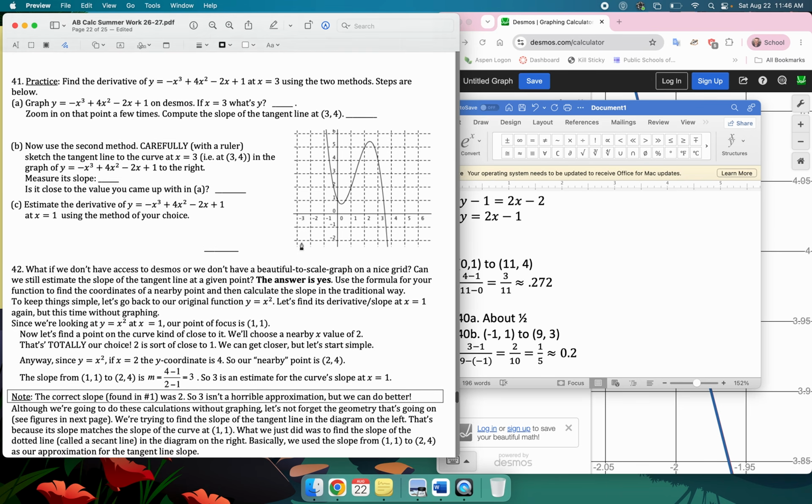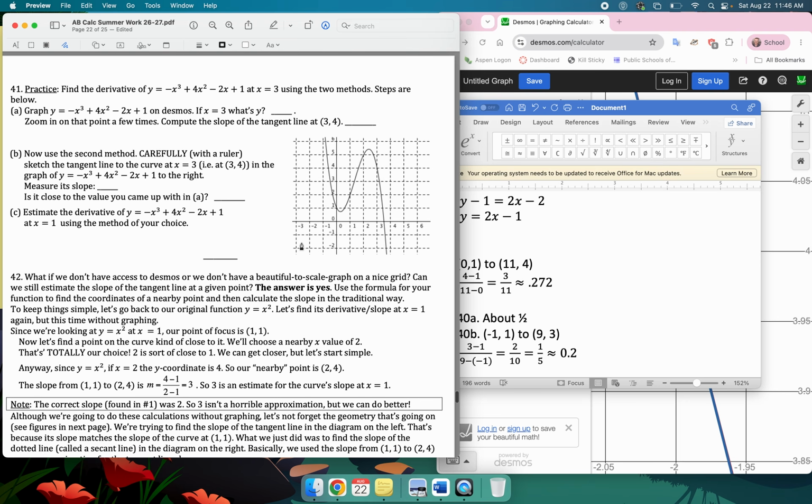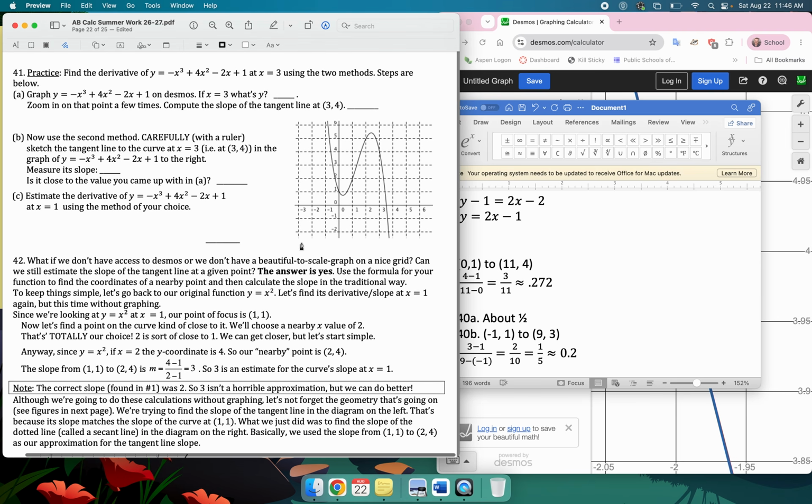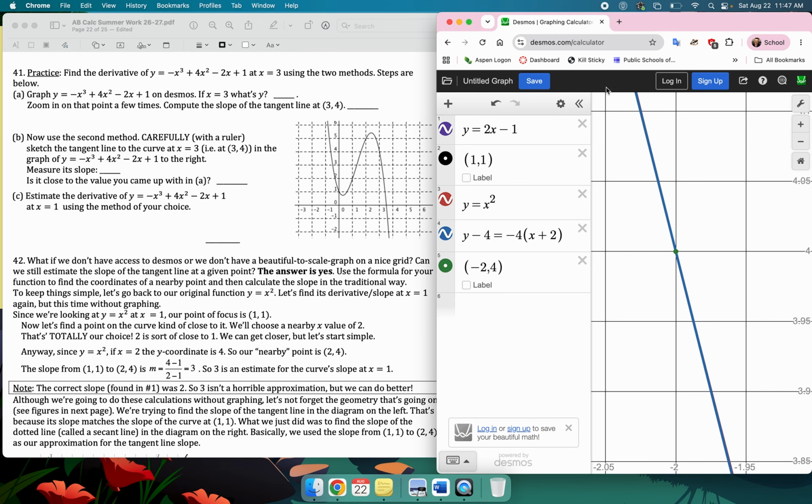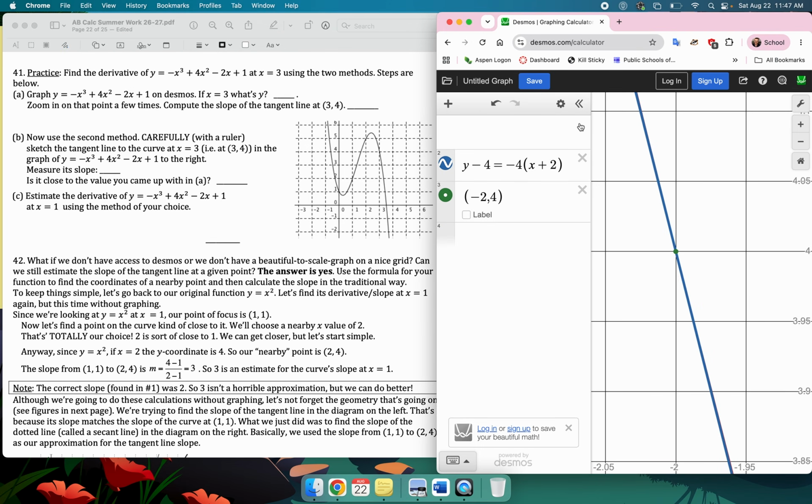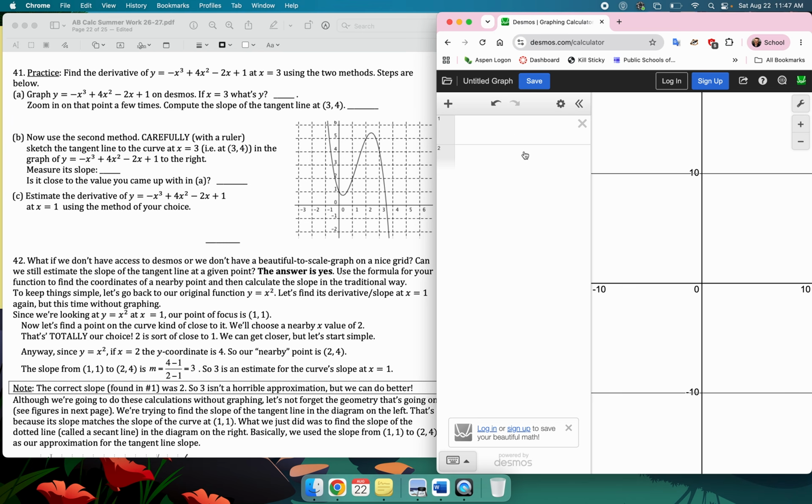All right, so number 41, we're going to find the derivative of this crazy function using two methods. Steps are below. One, we want to zoom in on this guy. And then two, we're going to use a ruler. Either way, we want to estimate the derivative of this function at x equals 1. So let me just clear all this other stuff out from the earlier problems.